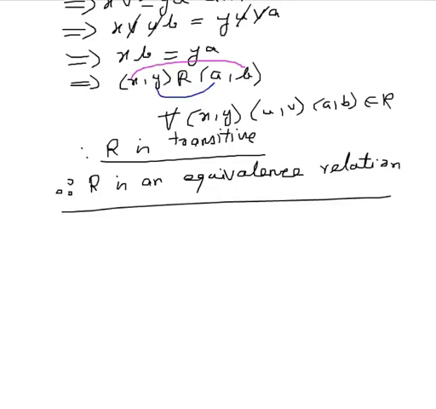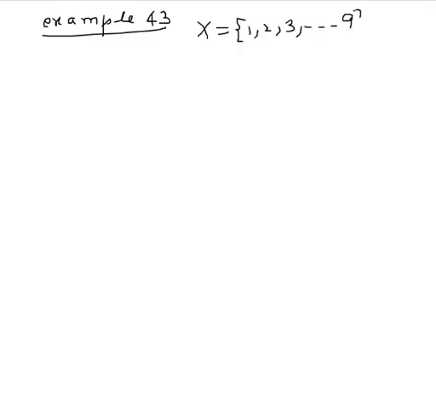Let's do the next example sum. Example 43. X is the given set {1, 2, 3, 4, 5, up to 9}. R1 is a relation in X given by R1 equal to the set of all (x, y) such that x minus y is divisible by 3.